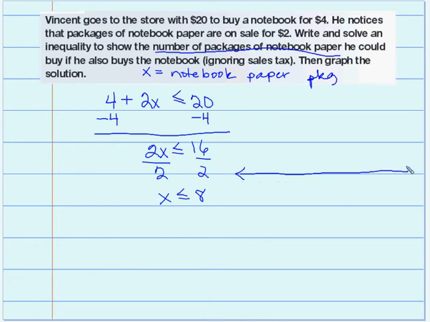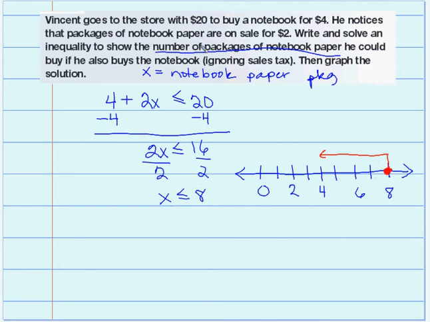So we're going to draw a number line, and this one's going to be just a little bit different. 1, 2, 3, 4, 5, 6, 7, 8. Now, he can buy less than or equal to 8 packages of paper. So I can put a solid circle on 8. And normally I would draw an arrow going that direction because that is the solution to my inequality. Any one of these numbers can work.